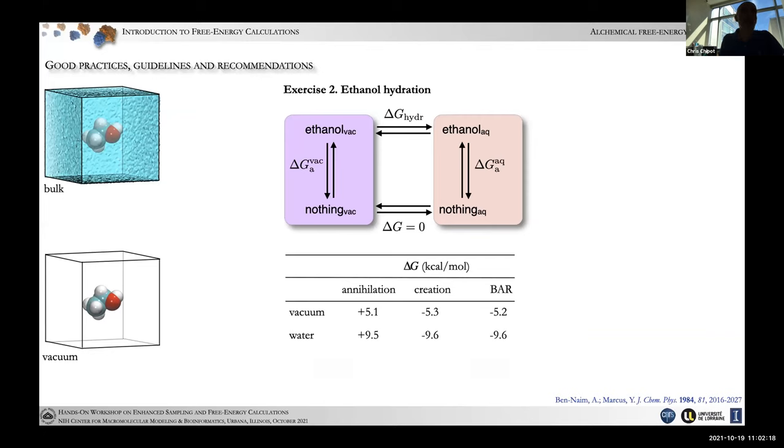So coming back to this hydration calculation, the framing of the hydration calculation. We did the simulation forward and backward, in vacuum and in water. With the BAR estimator, we get -5.2 in vacuum, we get -9.6 in water, you take the difference and you get -4.4. The experimental value is -5.1.